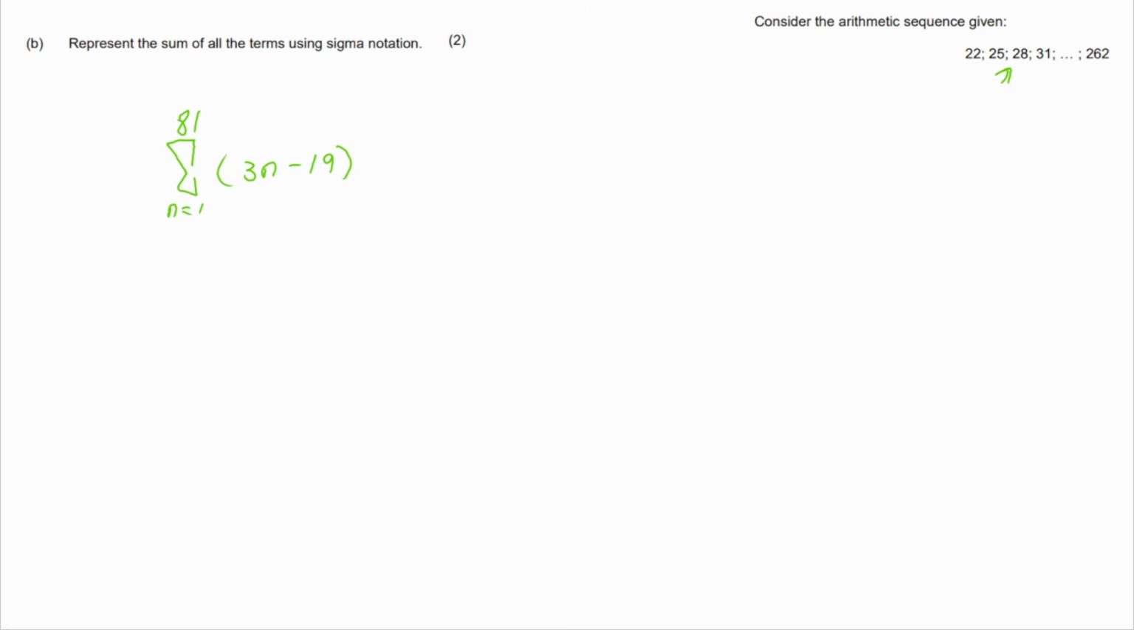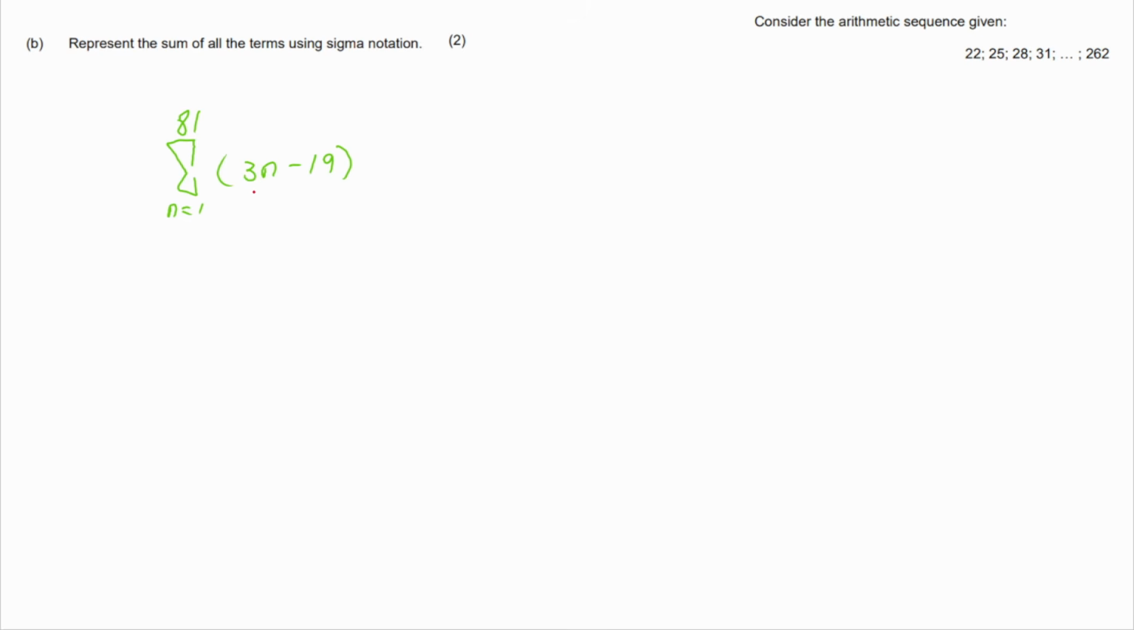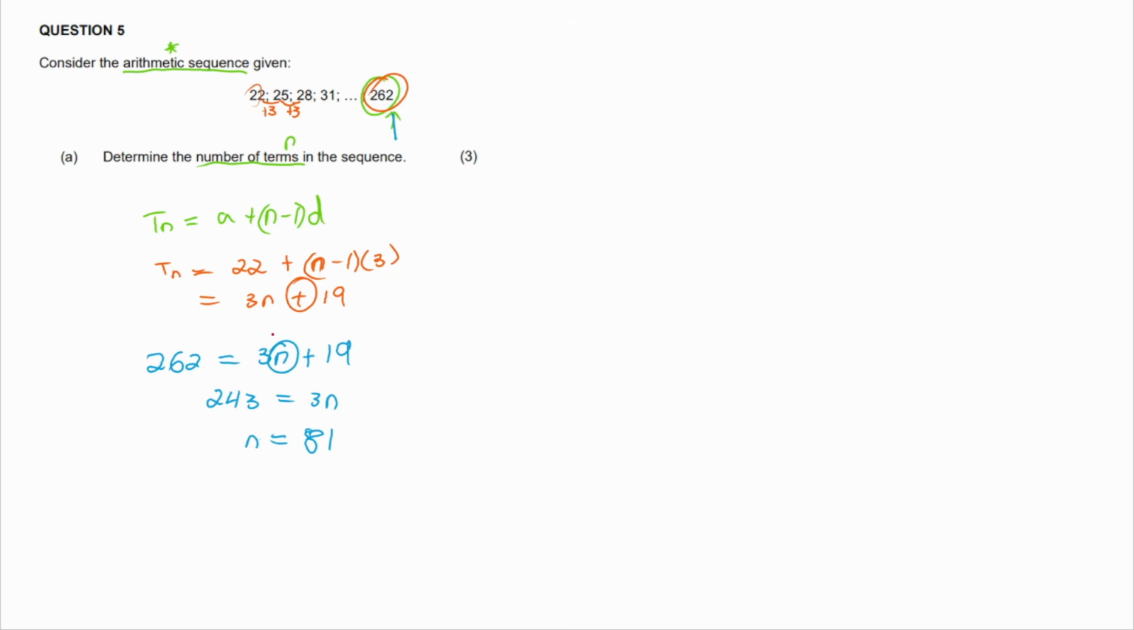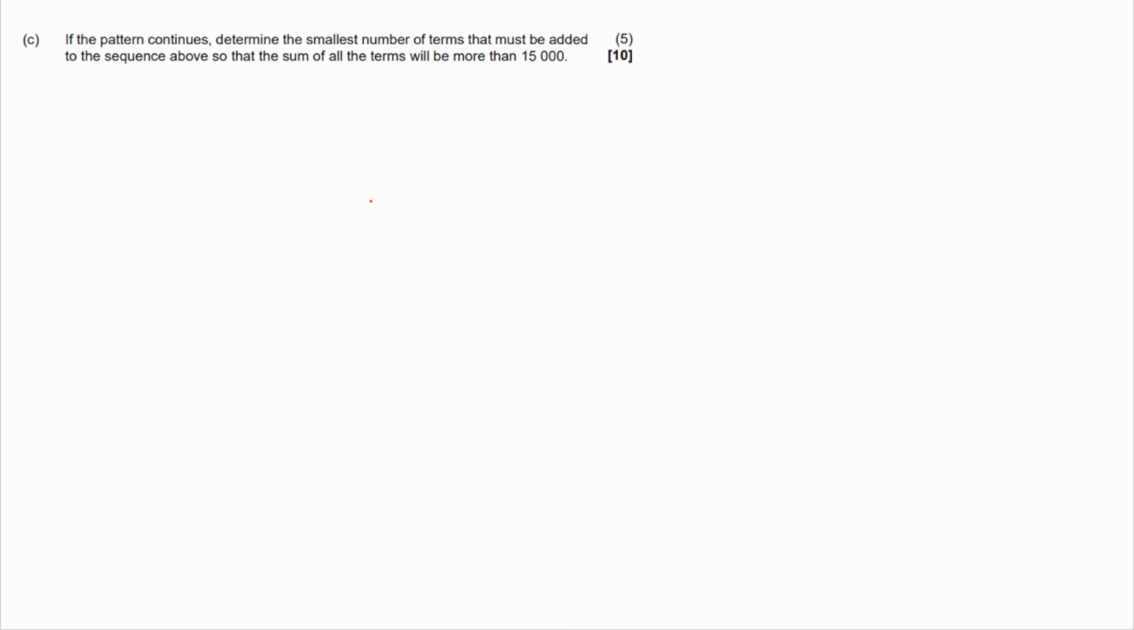So if you had to sum all of these, this is the formula representing it in sigma notation. Before we can get into question C, I made a mistake in question B. This should be plus 19, because over here it was 3n plus 19. I think in the previous one I put a negative here, which is a mistake. I should have put plus 19. So now that that's out of the way, let's look at question C.